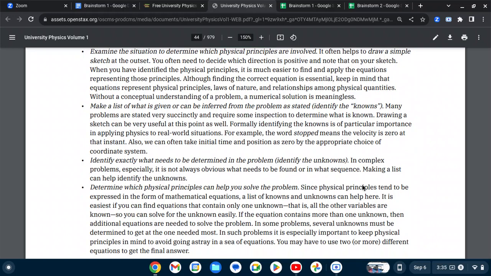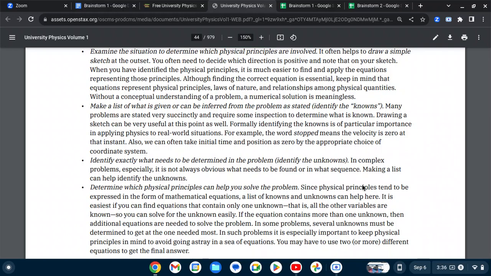Make a list of what is given or can be inferred from the problem as stated. Many problems are stated very succinctly and require some inspection to determine what is known. Drawing a sketch can be very useful at this point as well. Formally, identifying the knowns is of particular importance in applying physics to real-world situations. For example, the word stopped means the velocity is zero at that instant. Also, we can take the initial time and position as zero by the appropriate choice of coordinate system.